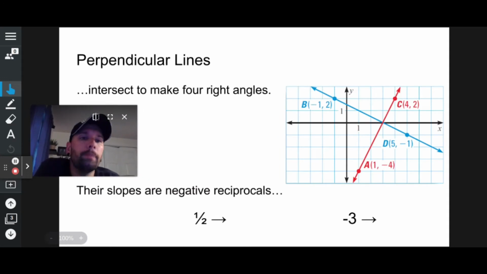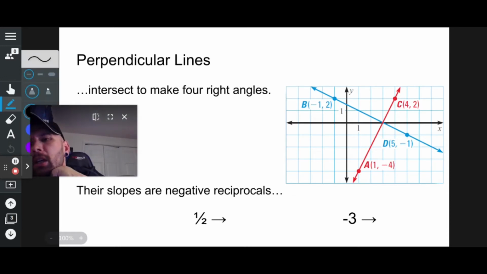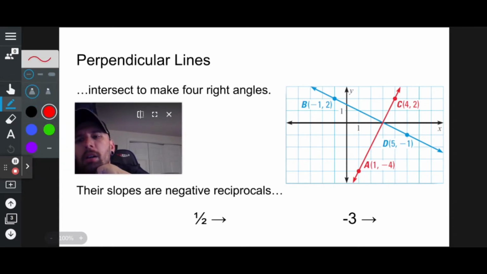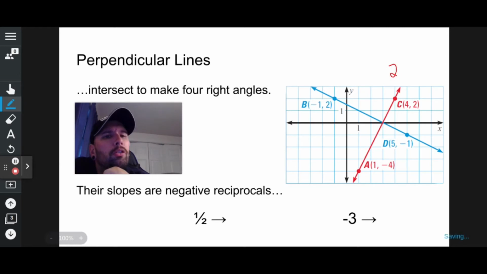Perpendicular lines, however, as you can see from the graph, they do intersect, but intersect in a very specific way. Look at that graph over there. I might be able to find out that the red slope appears to be up 1, 2, 3, 4, 5, 6 over 1, 2, 3. So this red slope appears to be 6 over 3, which is 2, or 2 over 1.